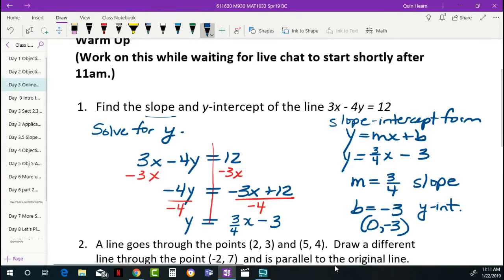But we're using ALEKS, and I believe in ALEKS when they ask for the y-intercept, it's okay to just put negative 3. All right, again, if you have any questions about this exercise, you can type them into the chat bar. But in the meantime, I'm going to move on.